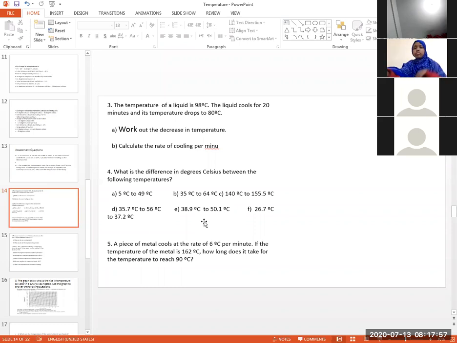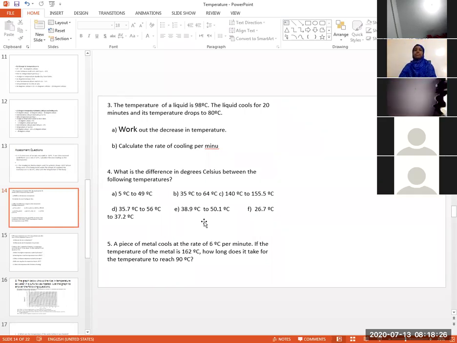A piece of metal cools at the rate of 6 degrees per minute. If the temperature of the metal is 162 degrees Celsius, how long does it take for the temperature to reach 90 degrees? Now, according to that question, what have you been given? The information given there is what we call rate. The rate at which the piece of metal is cooling is 6 degrees per minute.